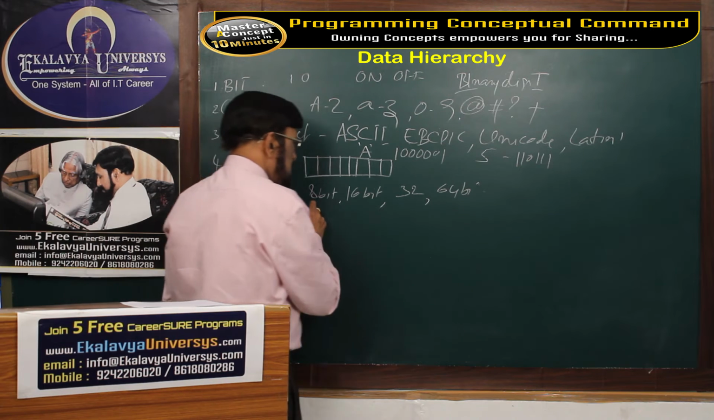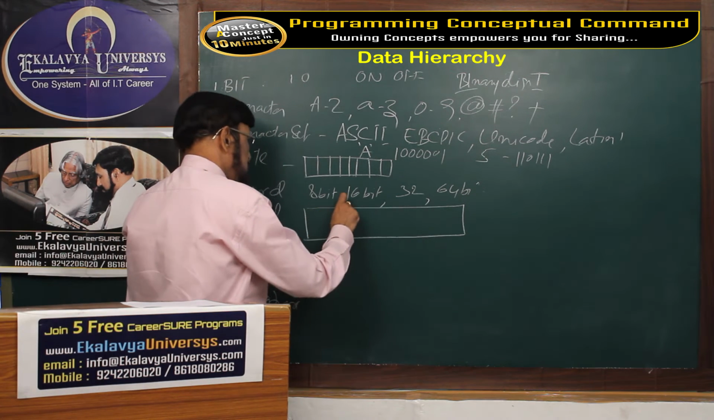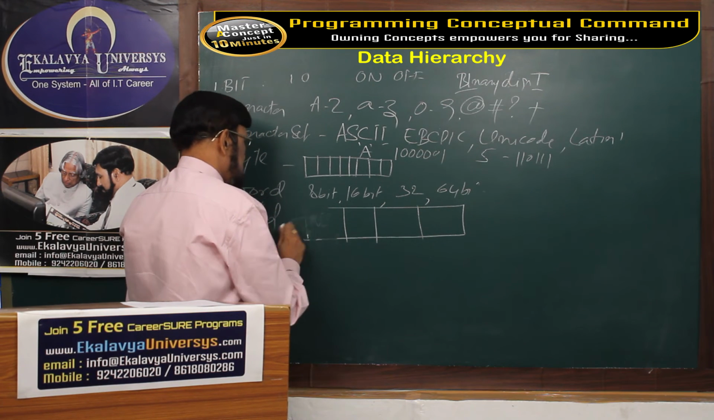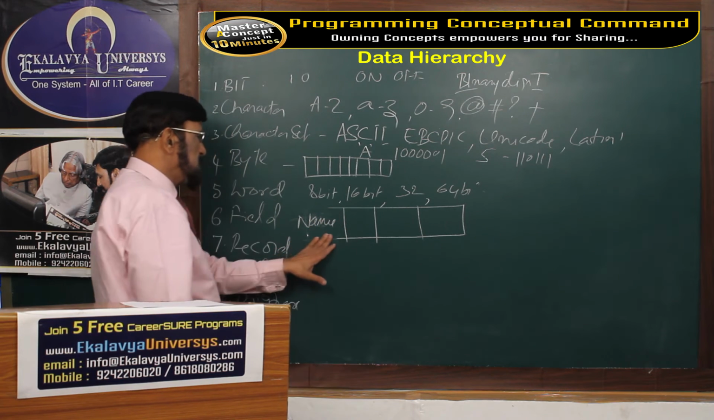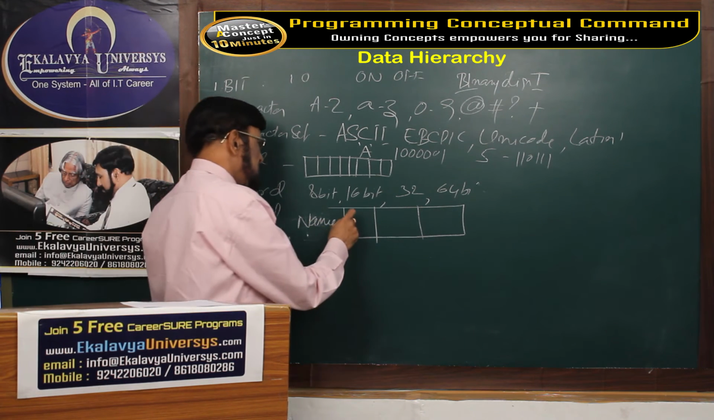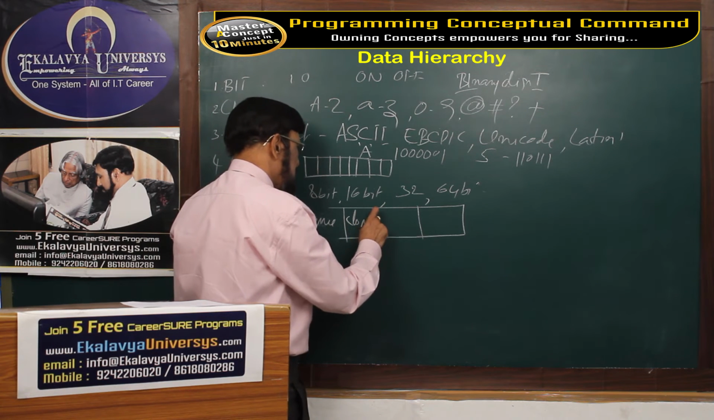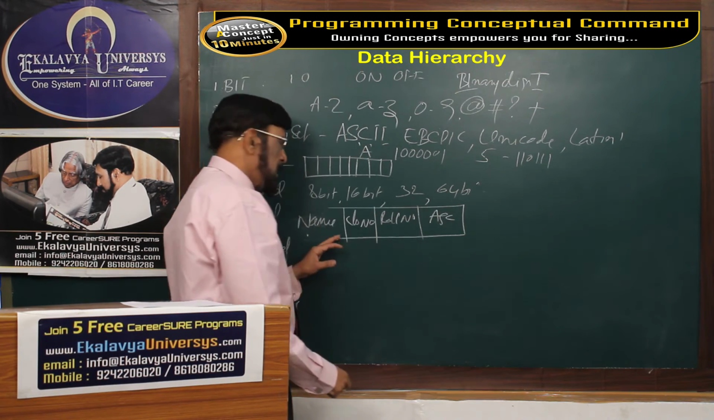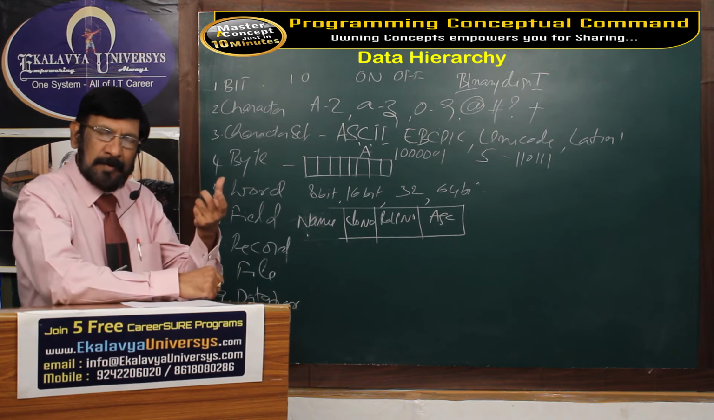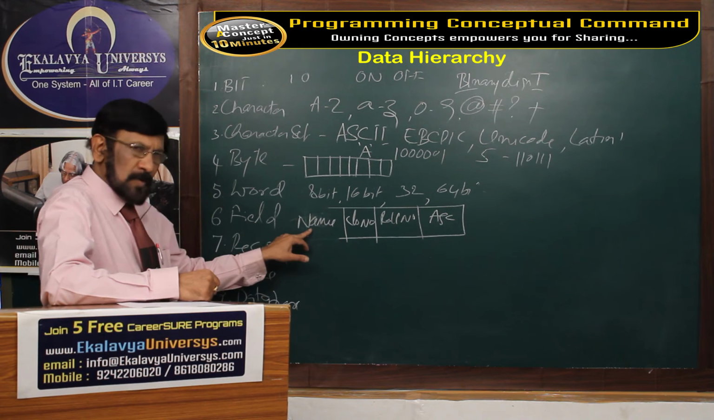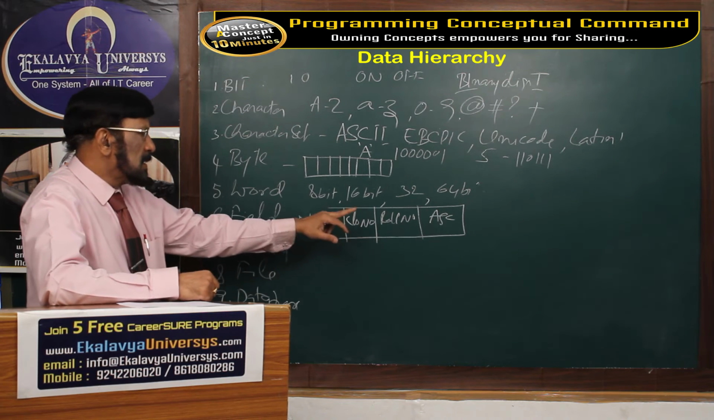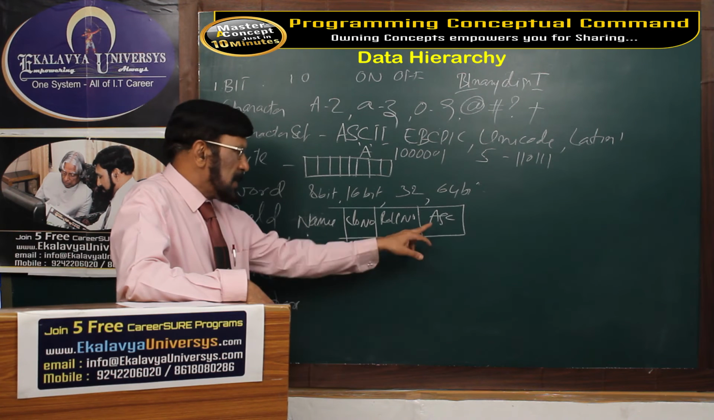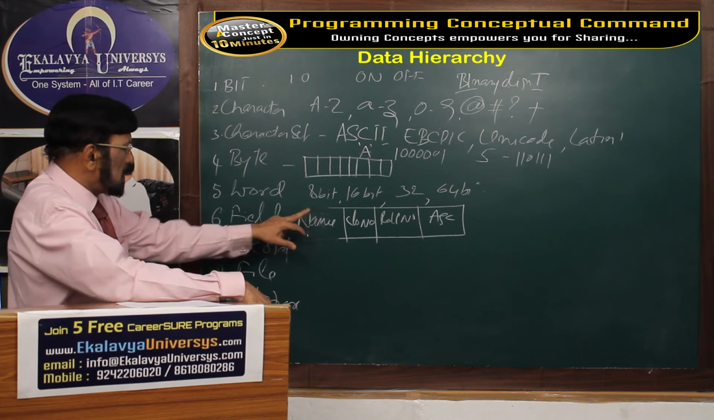Thereafter, field. Now let's come to data. Suppose you are a student in a school. I start from your name. Your name is a field. In the same way, your class number is another field. Your roll number is another field. Your age is another field. One specific unit of data is called a field.